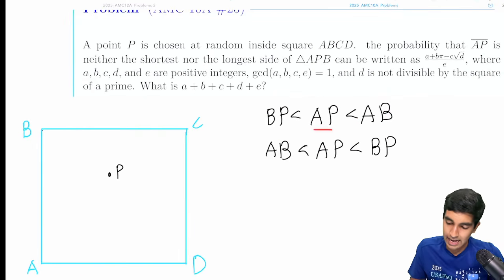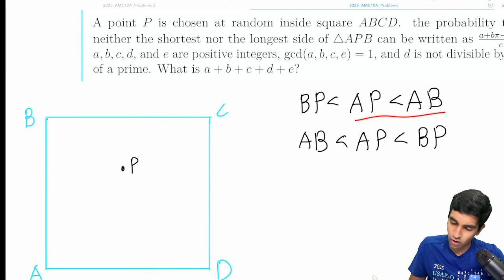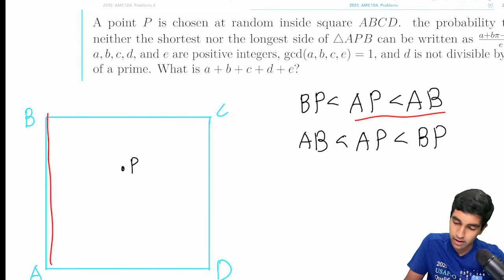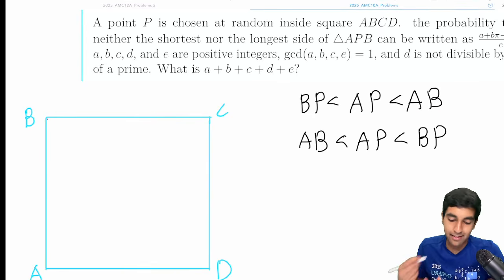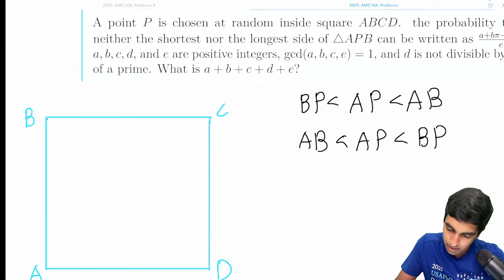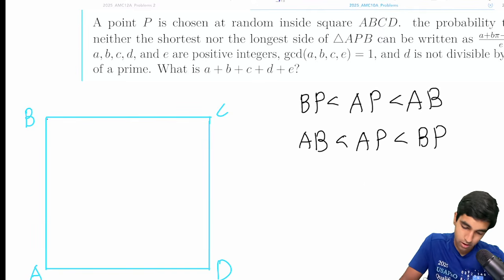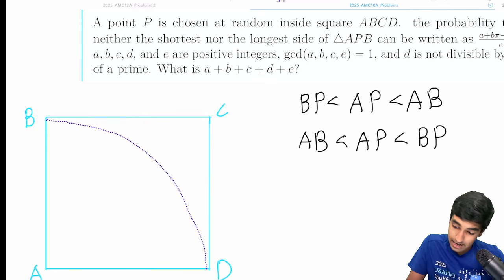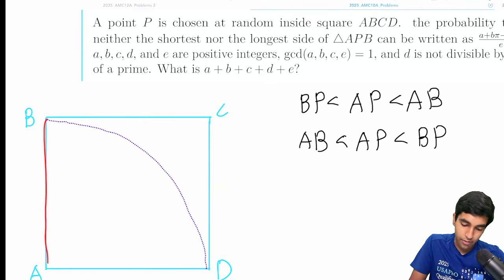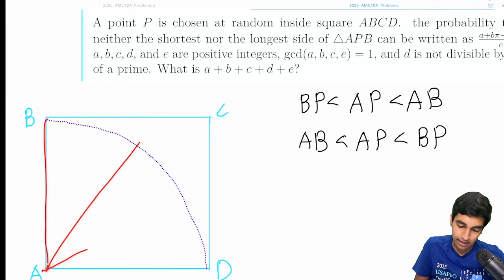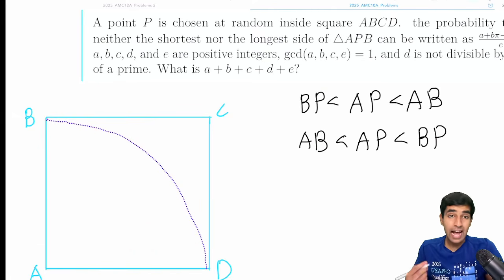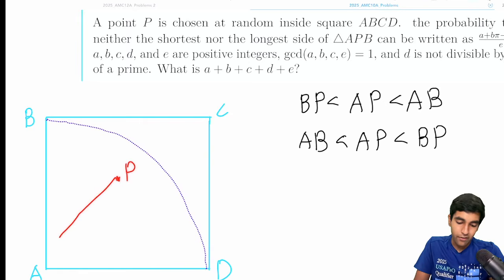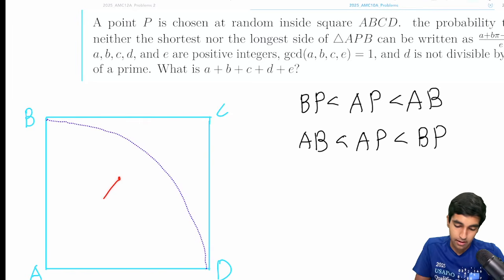Okay, case 1: AP greater than BP, less than AB. First, let's focus on AB, because that's the crux of this. AP is less than AB. So let's imagine we have this quarter circle. All of these are radii of length AB. P has to be in this circle for AP to be less than AB.